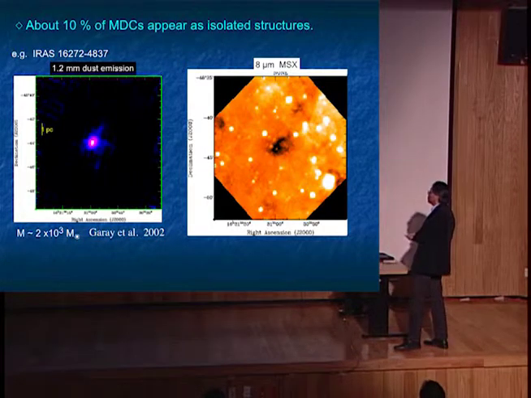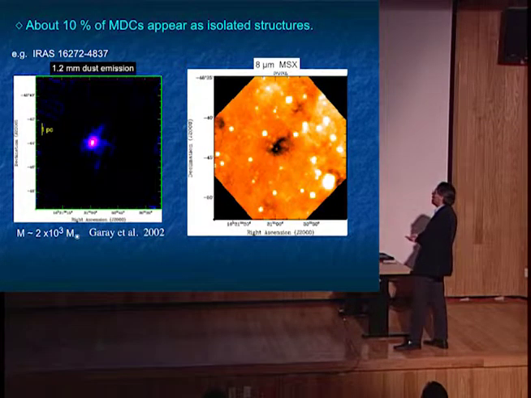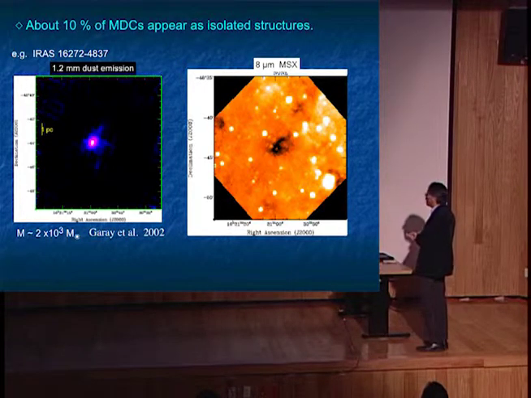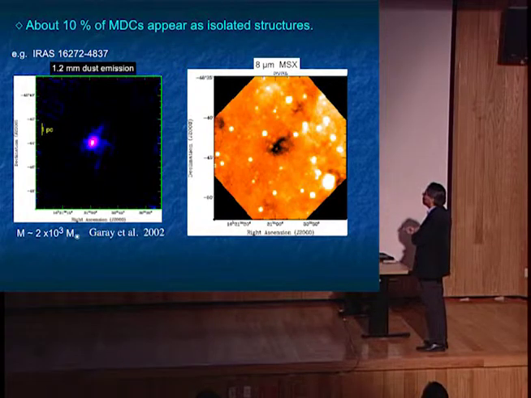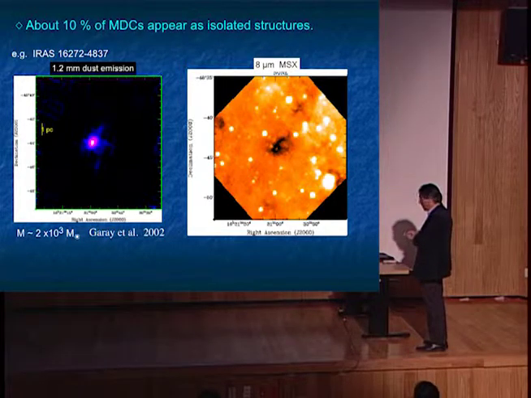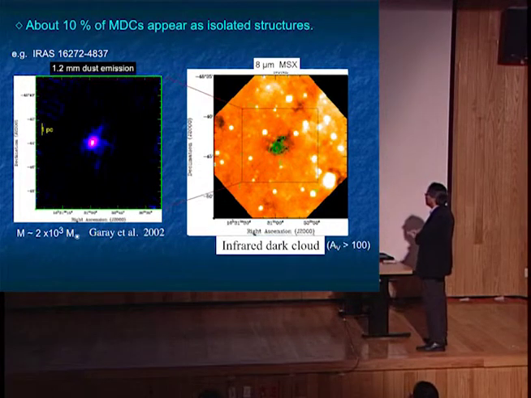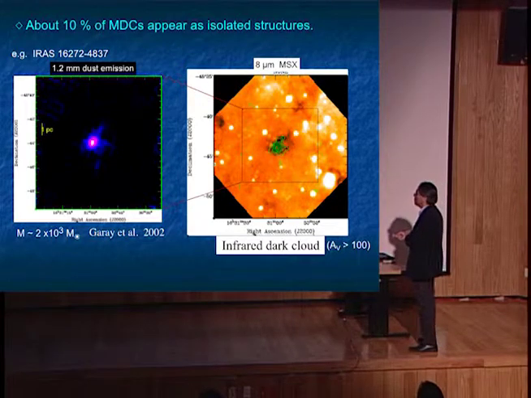If you go and look at the MSX image at 8 microns, you have that in about that area. And not surprisingly, as you see here, a very nice feature in silhouette against the background at 8 microns. So it's an absorption feature in silhouette. And not surprisingly, that exactly corresponds to that structure there that was observed at 1.2 millimeters. It's a contour level here.